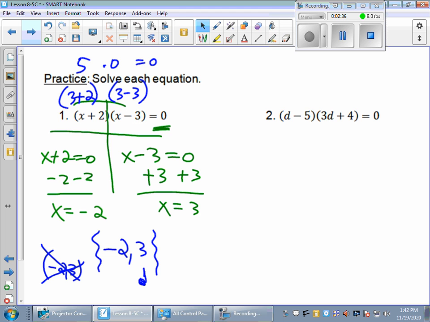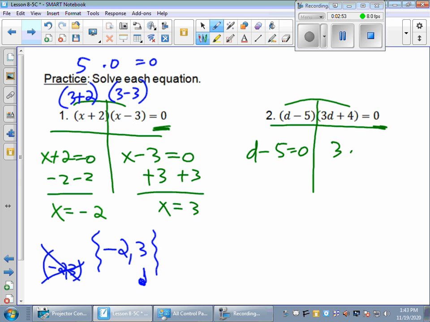Let's try number 2 here. Again, with number 2, first thing we do is check, is there an equal sign and a 0? Yes, there is. Is there parentheses? Yes, that means that it's at least somewhat factored, if not all the way factored. Let's tee this up. D minus 5 equals 0. 3D plus 4 equals 0.